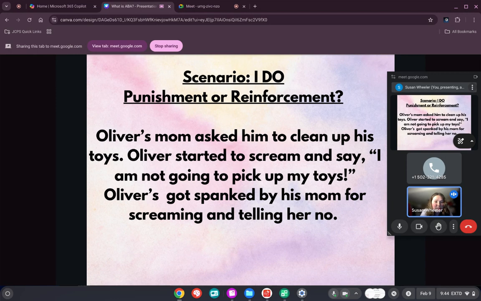So here's a scenario. Oliver's mom asked him to clean up his toys. Oliver started to scream and say, "I am not going to pick up my toys." Oliver got spanked by his mom for screaming and telling her no. So the stimulus that was added was Oliver received a spanking due to him screaming and saying, "I am not going to pick up my toys." This would be an example of positive punishment because we're hoping to decrease the behavior of Oliver screaming and saying, "I'm not going to pick up my toys."